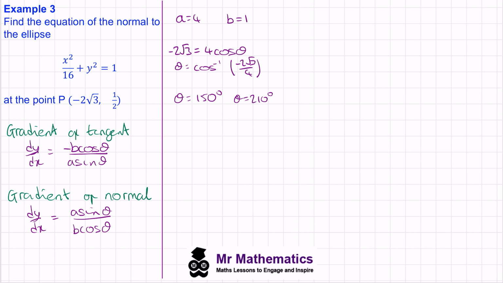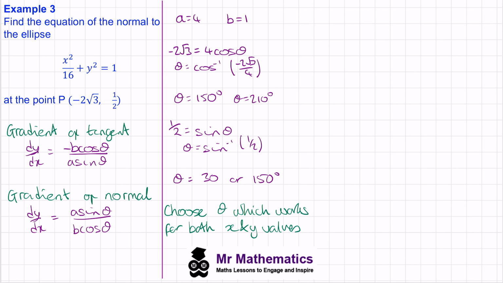And we can work out which of these to use by considering the y values. And at point P, we're told that y is a half, so 1/2 will equal b sine theta. So in this case, theta will be the arc sine of a half, so theta will be 30 or 150 degrees. And in this case, we need to choose theta which works at both the x and y values. So in this case, theta is going to be 150.